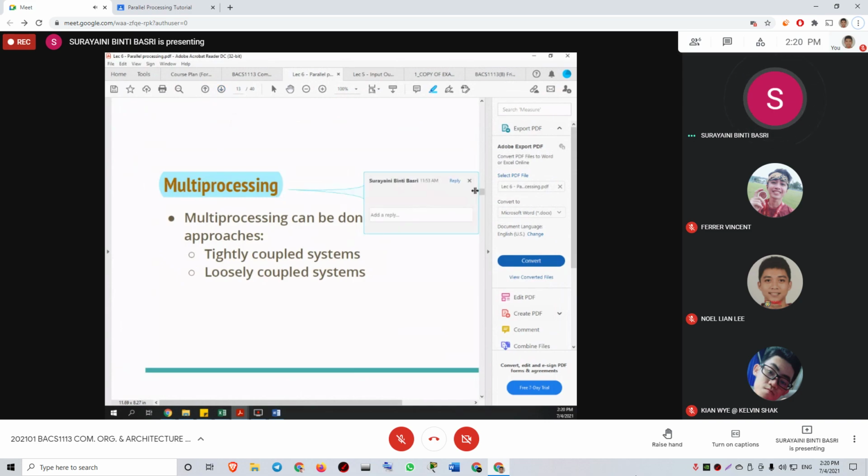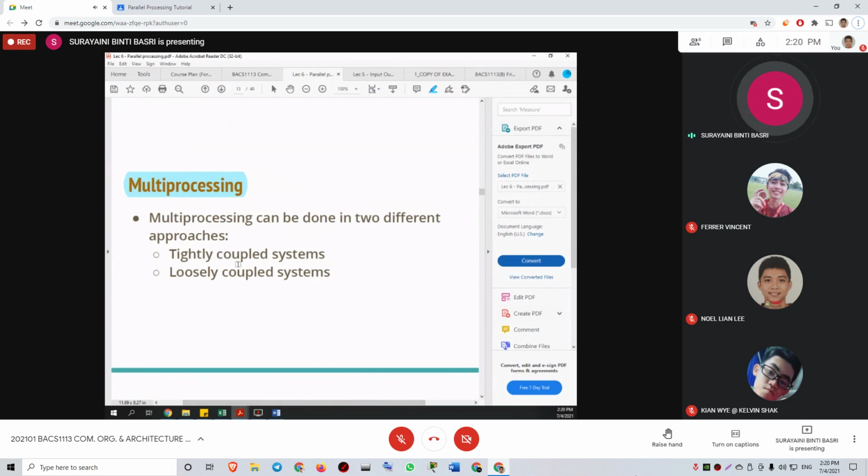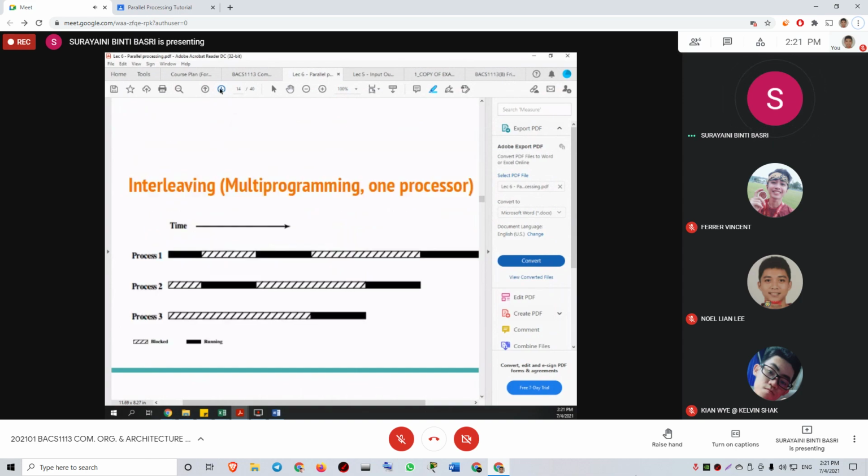Okay, so now in this multiprocessing, we learn about the tightly coupled and the loosely coupled system, because multiprocessing can be done in two different approaches. If you remember just now, tightly coupled shares one memory, but loosely coupled doesn't share the memory. It uses distributed memory. Okay, so we will know about these two types in our next slide. So if you have any question, you just ask me. You just interrupt me lah. Okay.